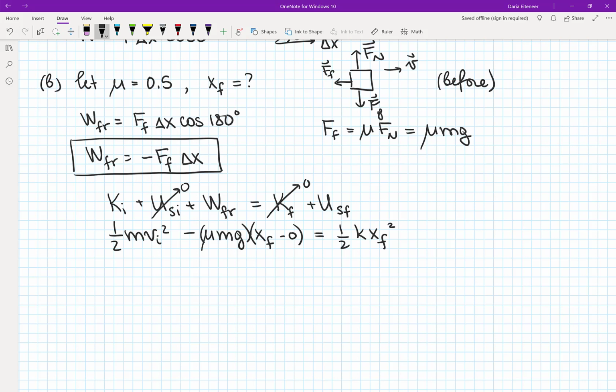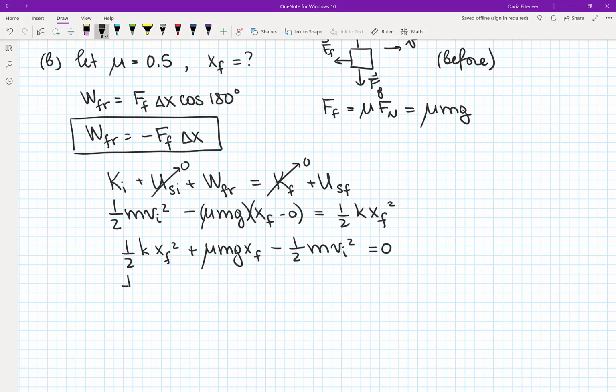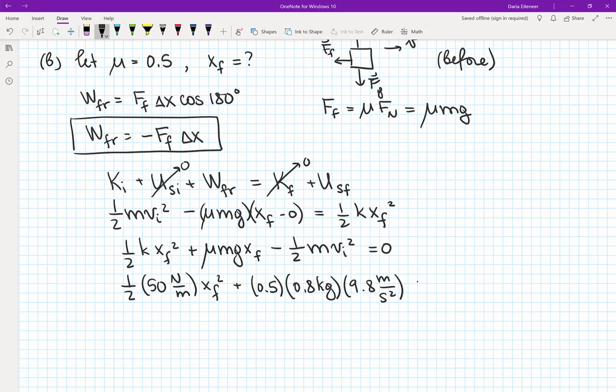Let me plug in everything that we have, and I'm going to rearrange this a bit. 1/2 k x final squared plus mu mg x final minus 1/2 m v initial squared. Okay. Plug in all the values. K was 15 newtons per meter. We're solving for x final. Plug in mu, plug in mass, plug in g. Again, solving for x final. Plug in all of the other values. Okay, all of this stuff is equal to 0. So it's obviously a quadratic equation, so you're going to have to use the quadratic formula. I'm just going to write down the answer. x final is 0.092 meters.